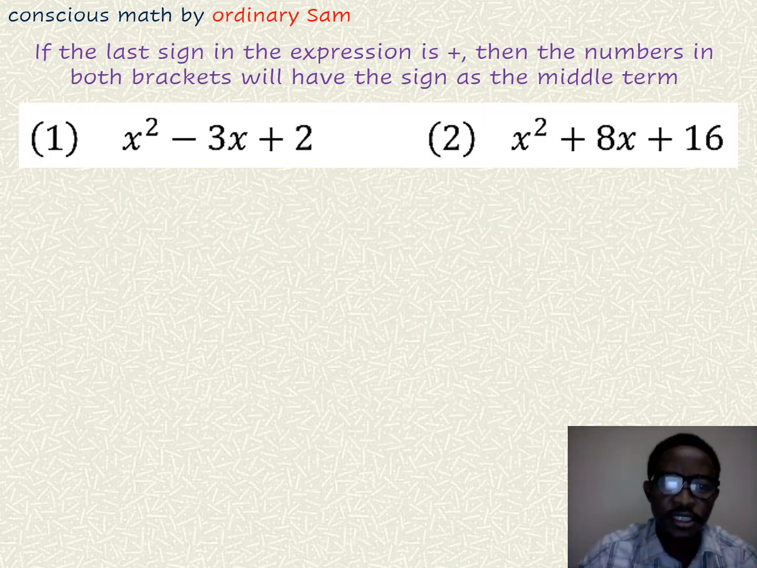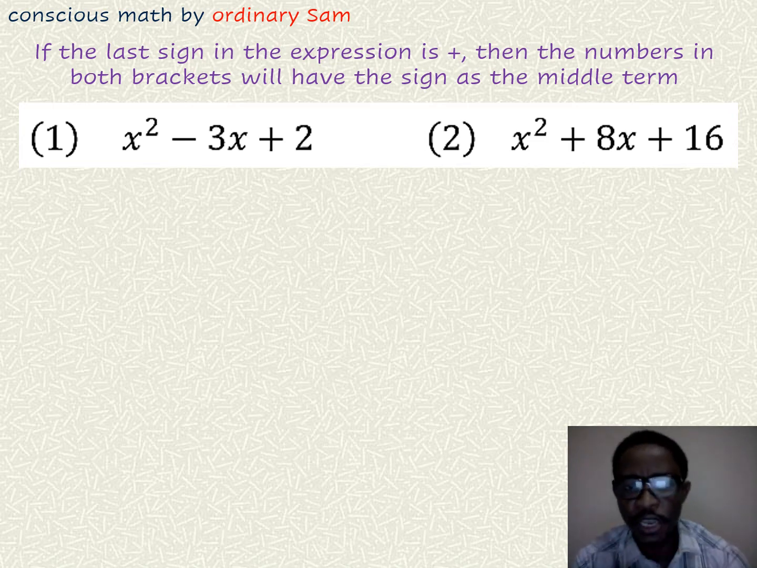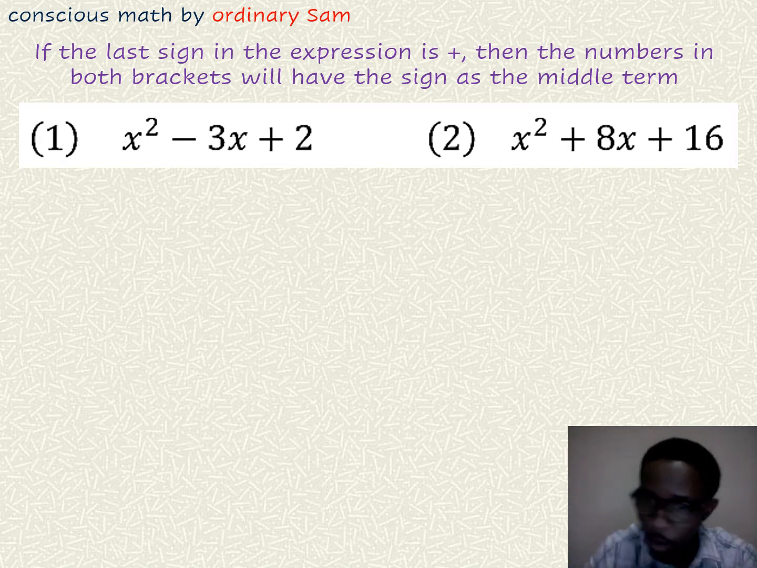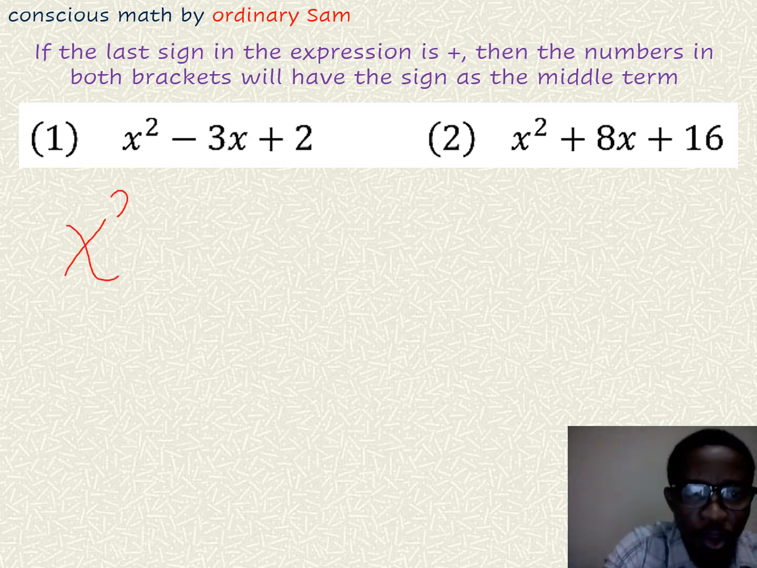Now, here is a question for you. It's a very simple message that I have to pass across to you: if the last sign in the expression is plus, then the numbers in both brackets will have the same sign as the middle term. Here are two examples which we'll work with, and I will show you how this is done. Once again, do not worry about anything, because every tiny little detail about your math problem will be alright. It will be sorted. Let's go. X squared minus 3x plus 2.